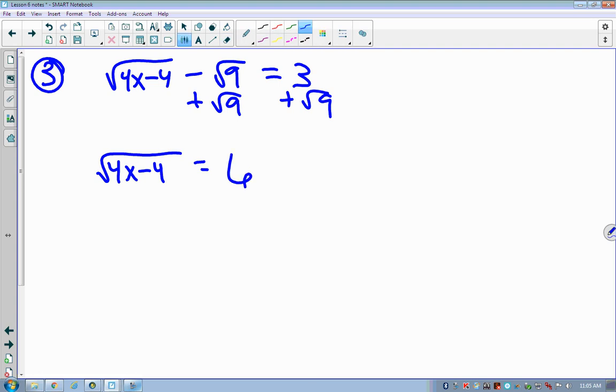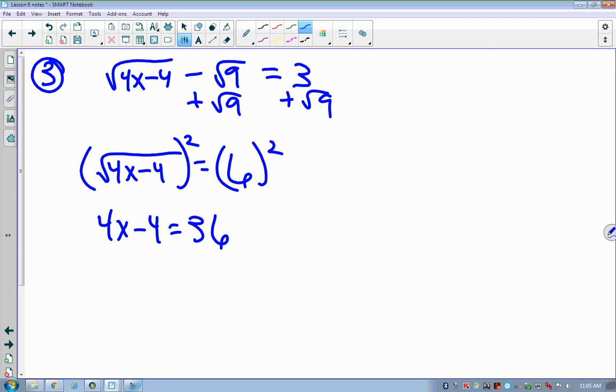Now I've got a radical on one side, I've got a whole number on the other side. Is there any way for me to get rid of the radical sign altogether? Square both sides, right? So that's going to give me 4x minus 4 equals what? 36. Now at this point, I'm just solving like a normal equation, right? Add 4. I got 4x equals 40. X equals 10. Let's check that with some work. X equals 10. We're in good shape. Do we like those? So far so good.